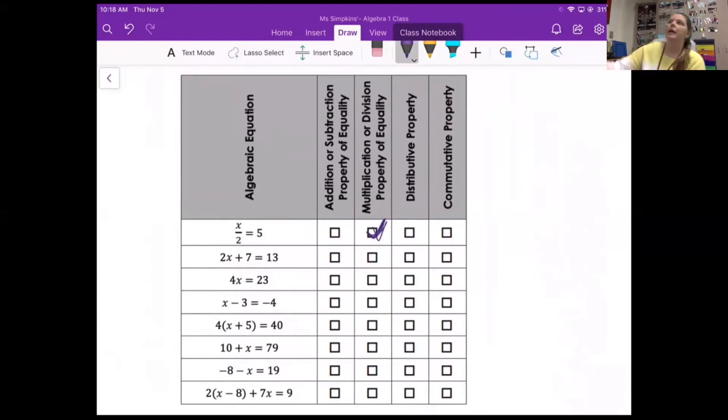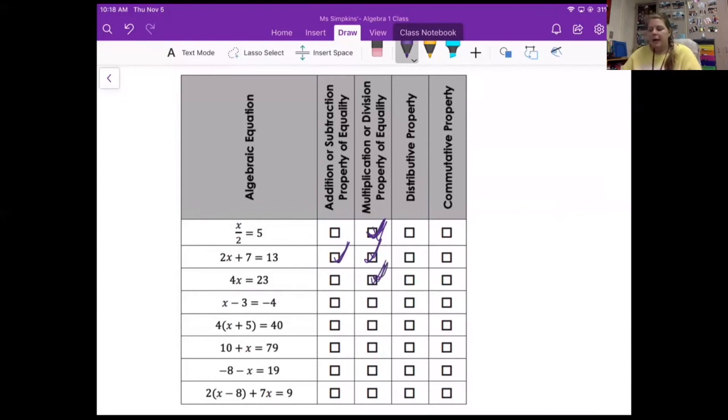Unfortunately, I wish it was separated. It does say addition and subtraction together in the same checkbox and multiplication and division together. I wish they were separated, but it is what it is. So the second one, 2x plus 7 equals 13. The two things I would do to solve would be subtraction, because I want to do the opposite, and division, because I want to do the opposite. So that would be the first checkbox and the second one. The third question, 4x equals 23. I see multiplication. If I were to solve, I would actually use division.